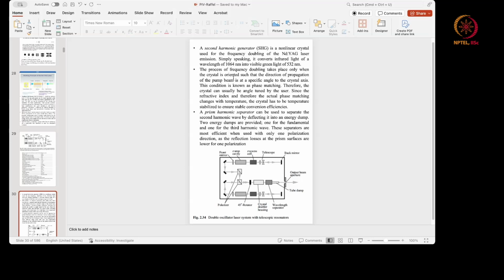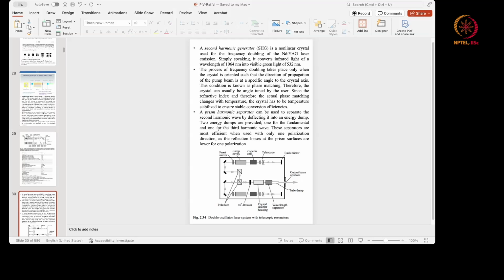The refractive index, and therefore the actual phase matching, varies with temperature also a little bit, because the crystal has to be temperature stabilized. The prism harmonic separator can be used to separate the second harmonic by deflecting it into an energy dump. Two energy dumps are actually provided, one for the fundamental and one for the third harmonic.